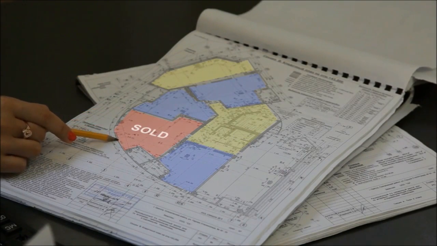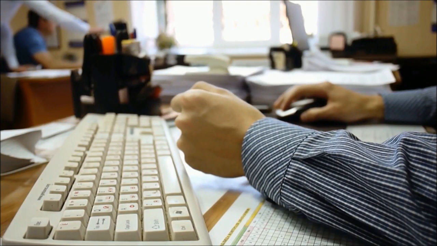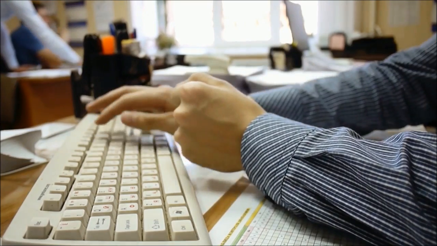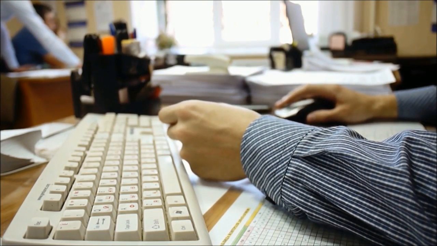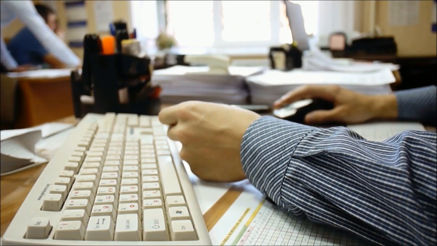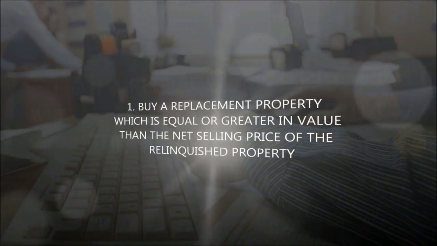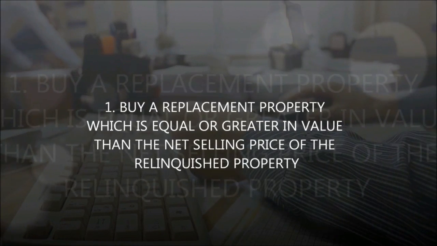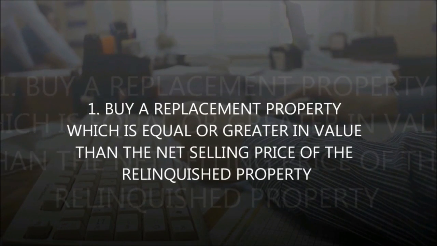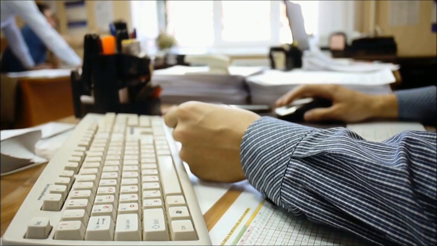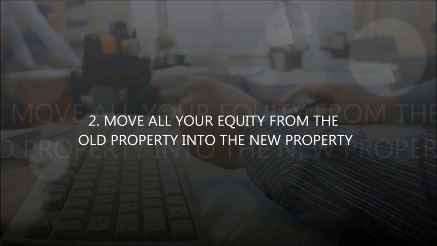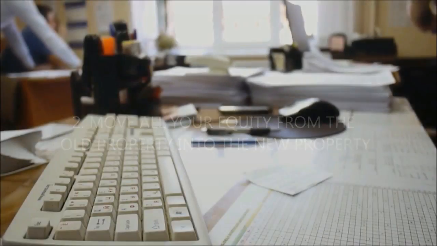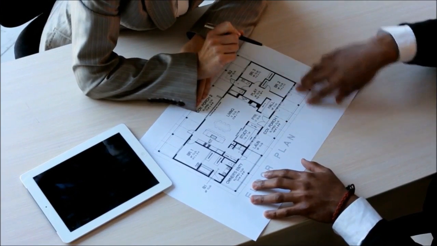One last thing, here's a very simple rule that works in exchanges if you want to have a totally tax-free transaction. And that is, accomplish these two things and your exchange should be tax-free. Number one, buy a replacement property that is equal or greater in value than your net selling price. And two, move all your equity from the old property into the new one. If you do those two things, you'll be in great shape tax-wise. And that is equity and capital gain.